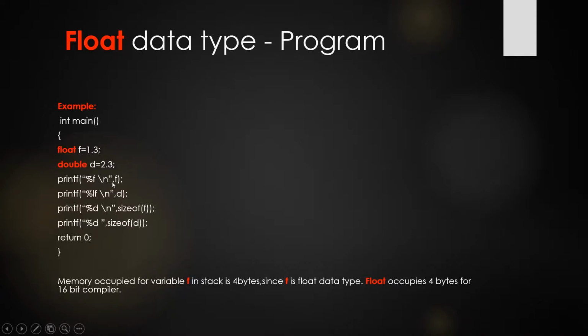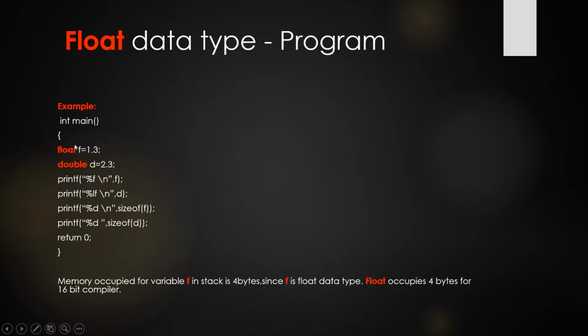See, here I'm printing the variable f. If you print this variable, it will print as 1.3000. And if you print this double value d, it will print as 2.3000. And I'm printing the size of f. Here I'm finding the size of the f variable.